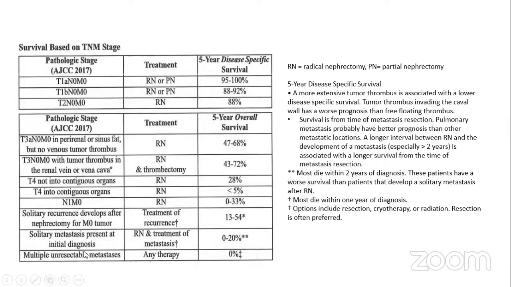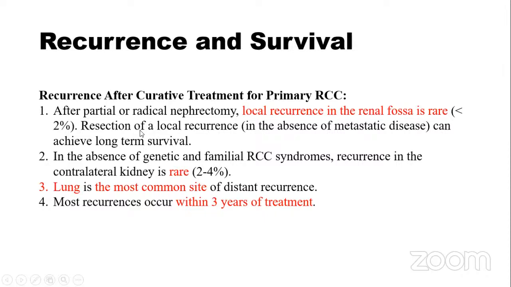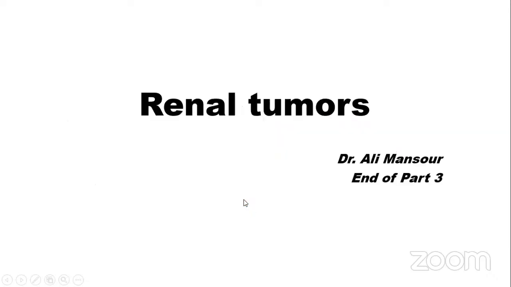The last, multiple unresectable metastasis, we will do any therapy. Survival rate is 0. Recurrence after partial or radical nephrectomy, local recurrence in renal fossa is less than 2%. Resection of the local recurrence in the absence of metastatic disease can achieve long-term survival. In the absence of a genetic or familial RCC syndrome, the recurrence in contralateral kidney is rare, 2 to 4%. Lung is the most common site for distant recurrence. Most recurrences occur within 3 years of treatment.